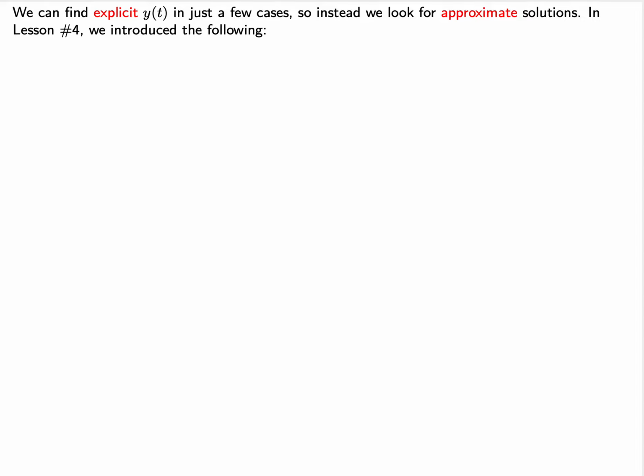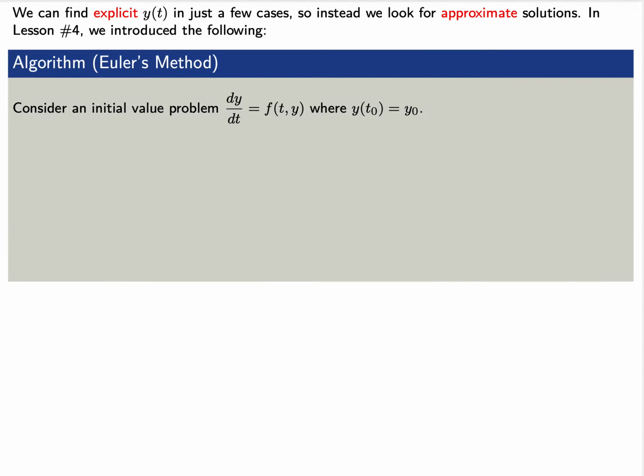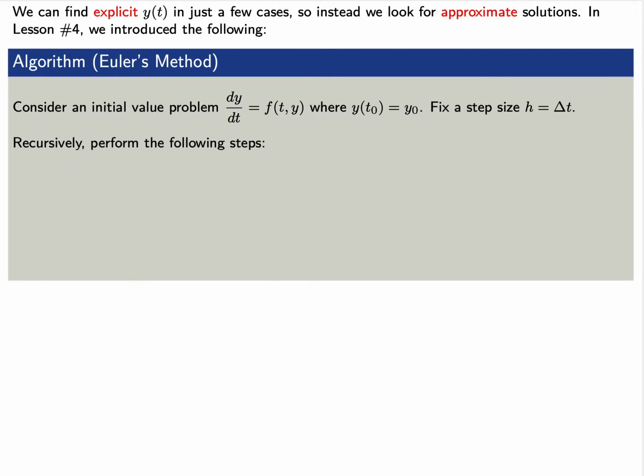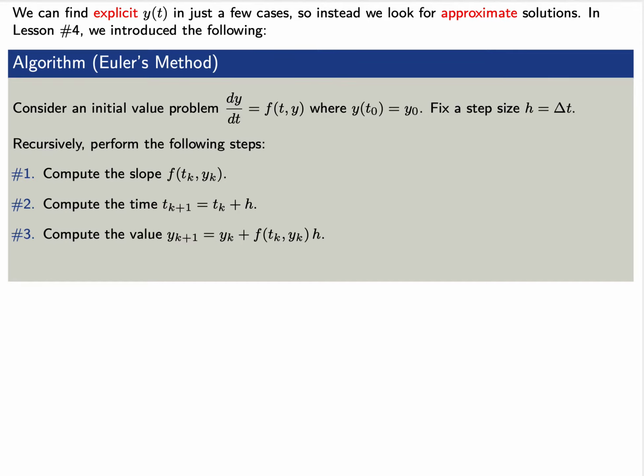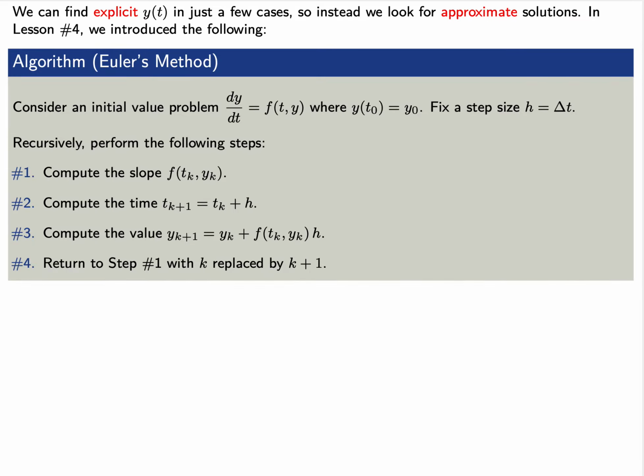In lesson number 4, we introduced the following, which we called Euler's method. Again, let's consider a first-order differential equation of the form dy dt equals f of t y, where y of t0 equals y0. We'll fix a step size h and recursively perform the following 4 steps. First, compute the slope f of tk yk. Second, compute the time t sub k plus 1 equals tk plus h. Third, compute the value y sub k plus 1 equals yk plus the slope times the step size. And finally, return back to step number 1 with k replaced by k plus 1.